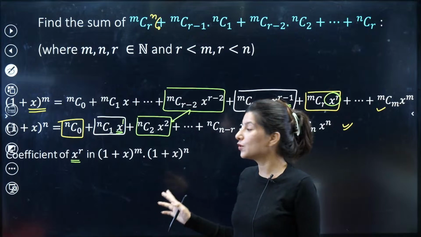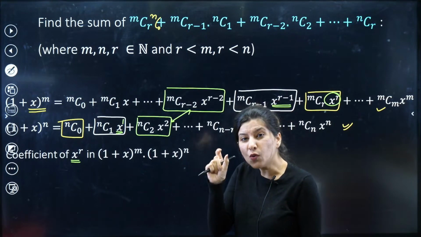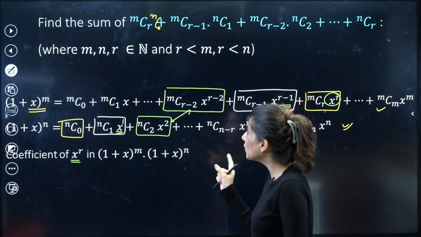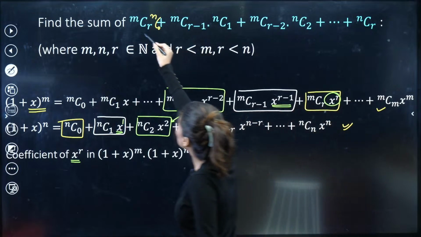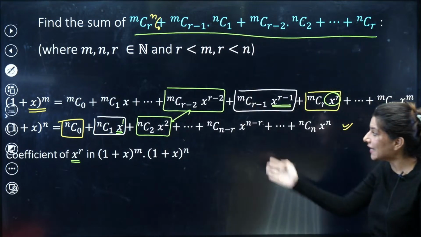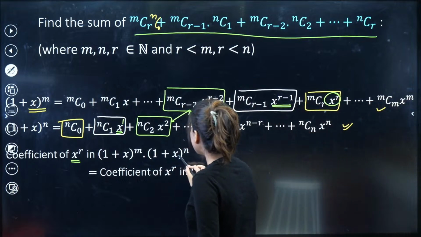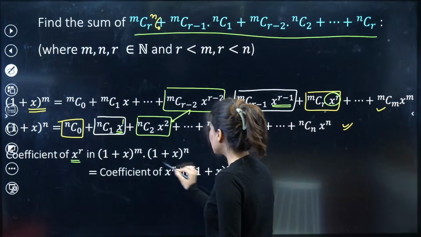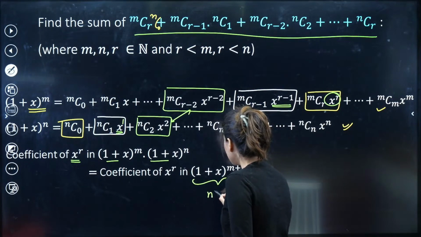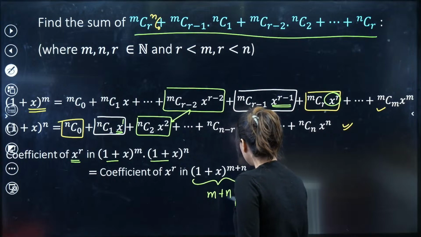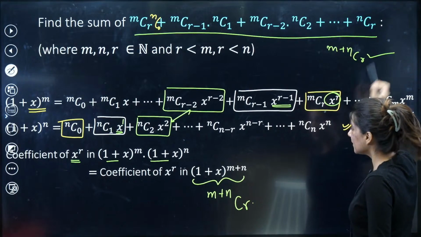What you are trying to do is find the coefficient of only x raised to power r, because that coefficient will be nothing but this. This is actually the coefficient of x raised to power r in the product of (1 plus x)(1 plus x). If you multiply these two, this is going to be m plus n CR. That's what your answer is. M plus n CR was your answer.